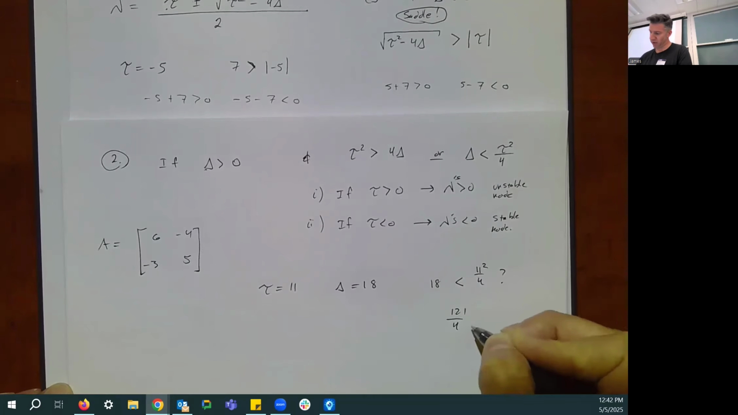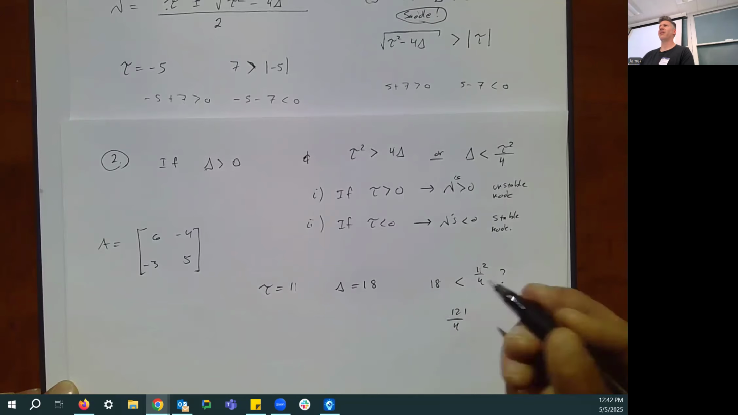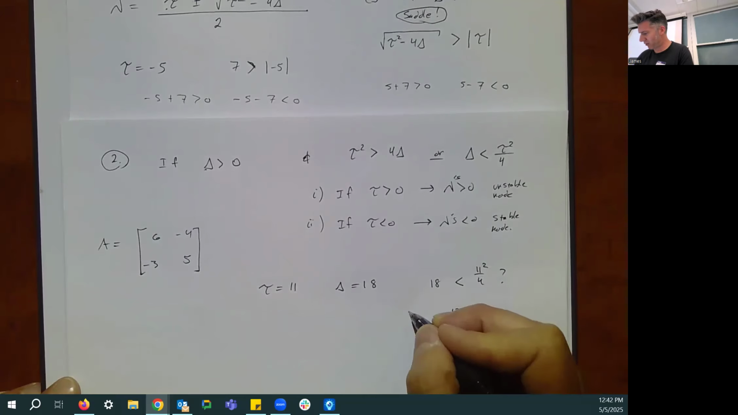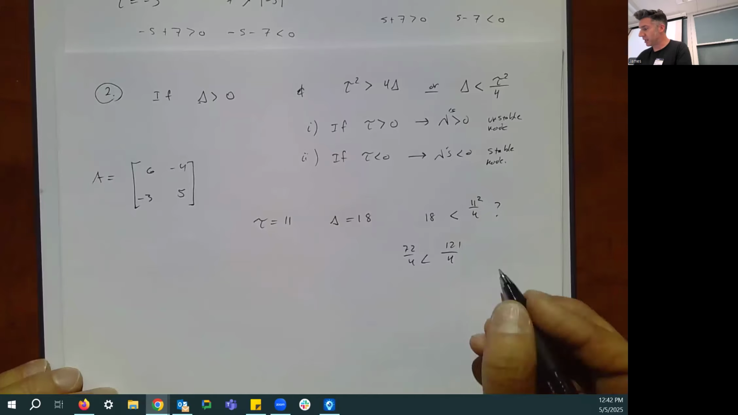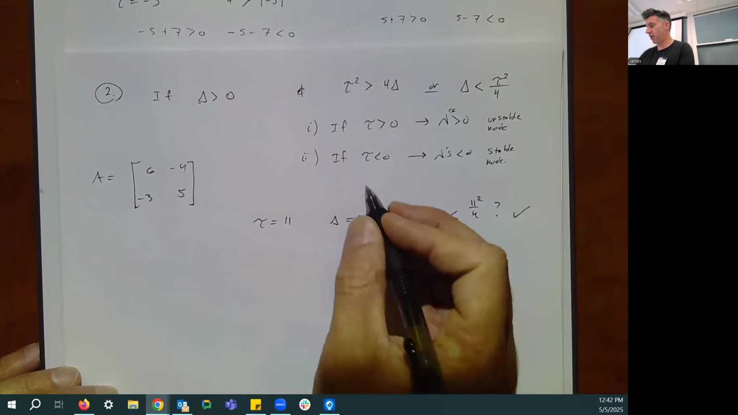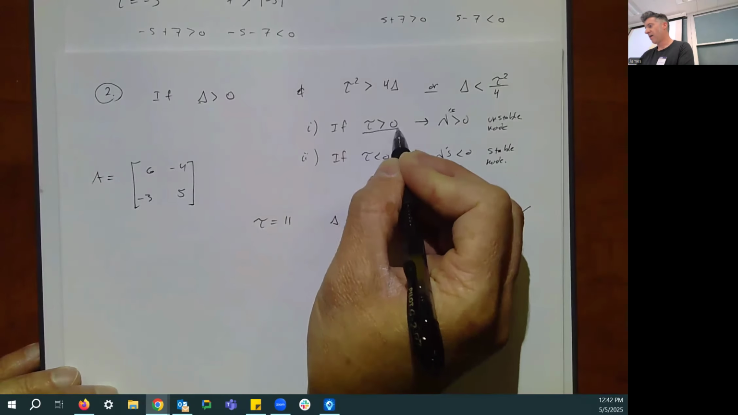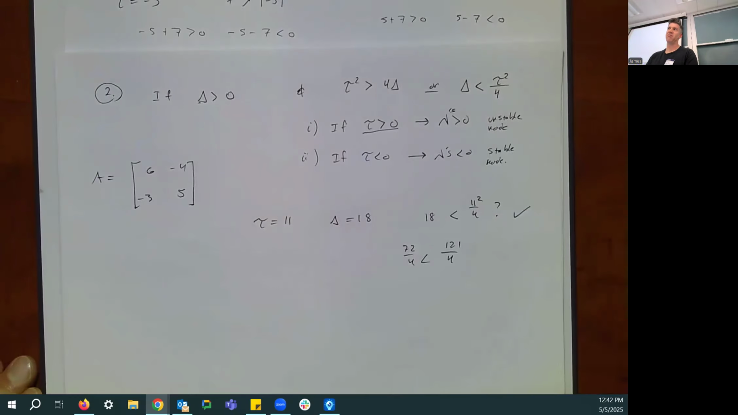121 divided by 4. Oh yeah, it's definitely, yeah. 18 is like what? 72 over 4. Okay, so yes, it is. Right, you have this, already I've done more mental math than I care to. I should have just done it the other way. But then we can say, cool, since this checks out and our tau is positive, that means we have an unstable node. Kind of feels like more work than it's worth.